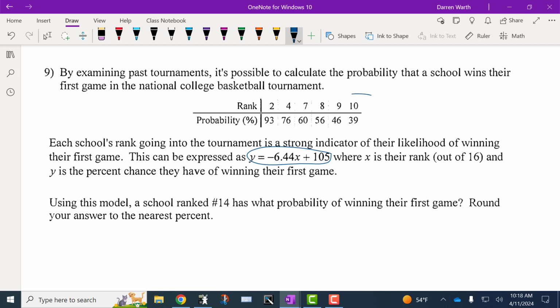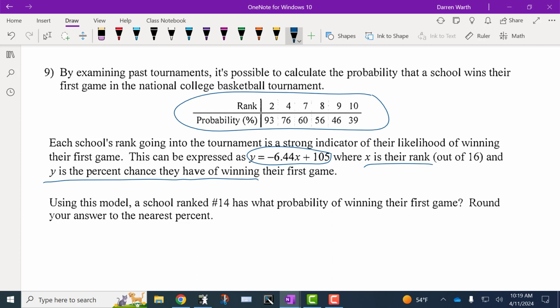So they're going to give you a little table right here. Their rank is 2, they have a 93% chance of going on to the next one. 4 is 76%. 7 is 60%. Their rank is 8, 56% probability. 9, 46%. And 10, 39%. Well, from that data, they actually found this equation right here: y equals negative 6.44x plus 105. All we have to do is remember x is their rank and y is the percent chance they have of winning their first game.